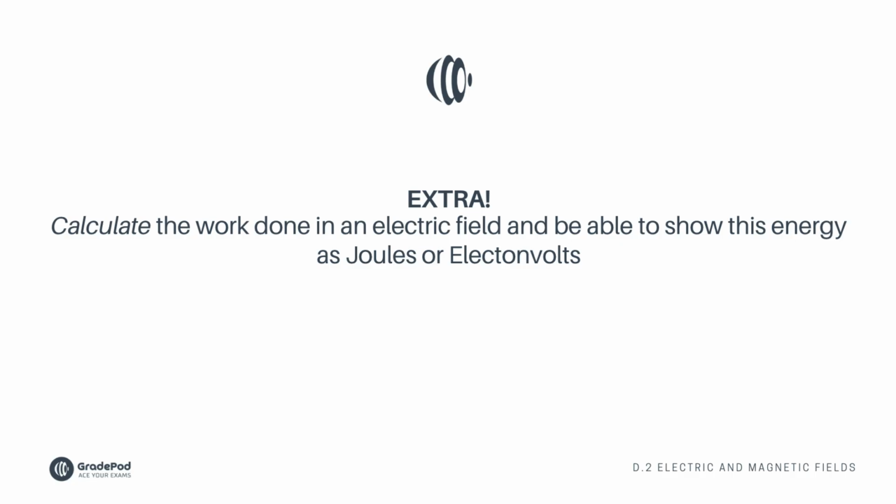Well done for getting this far. I've actually added in an extra learning objective here just because when I've been looking at past paper questions, I've noticed they kind of assume that you know this, and I don't think you do. So obviously you know how to calculate work done, that's W equals QV. You also know about joules. But do you know how to calculate work done in an electric field, W equals QV, and then present your answer with electron volts? And I don't think you do. So I thought I'd just go over electron volts now to make sure that you're ready for that if it turns up.